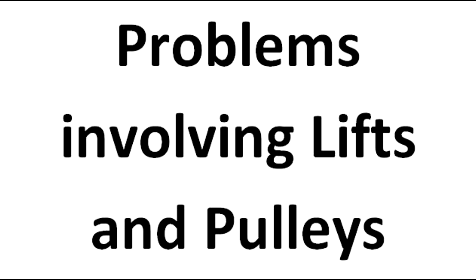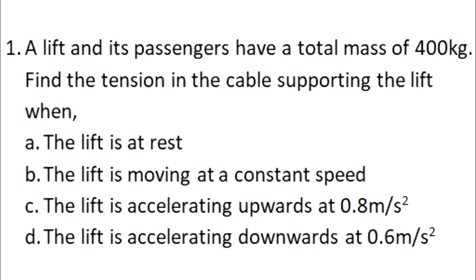Problems involving lifts and pulleys. A lift and its passengers have a total mass of 400 kg. Find the tension in the cable supporting the lift when the lift is at rest. Second, the lift is moving at constant speed. Third, the lift is accelerating upwards at 0.8 meter per second squared. Fourth, the lift is accelerating downwards at 0.6 meter per second squared.